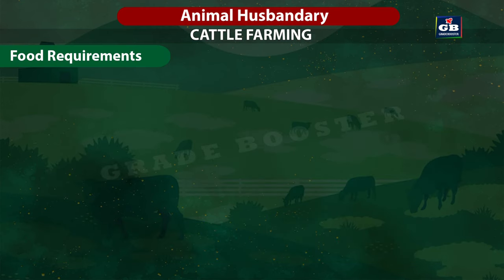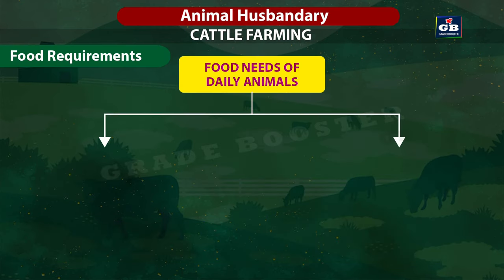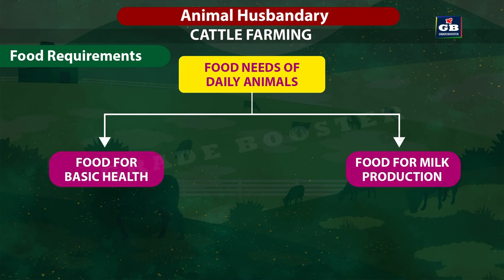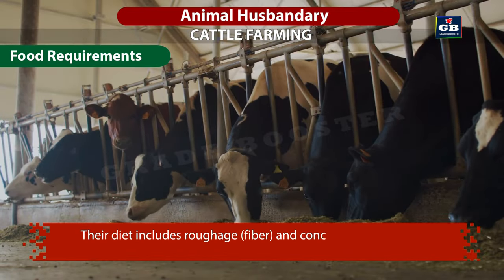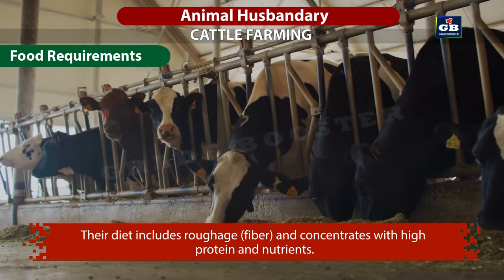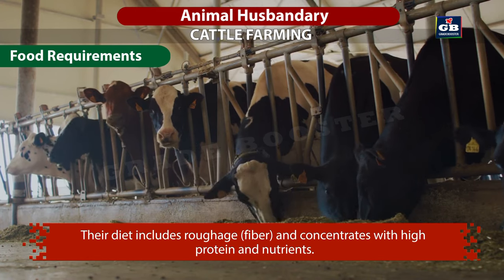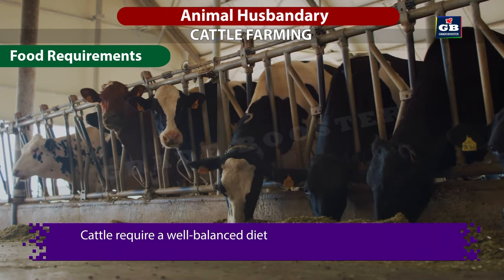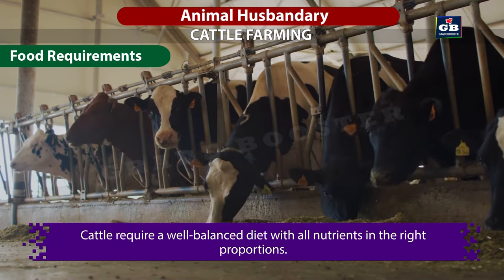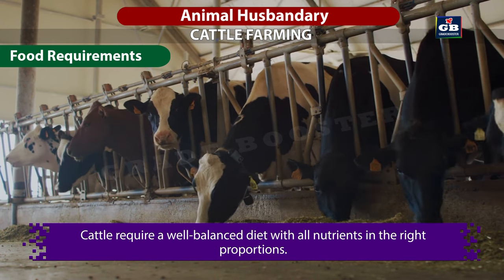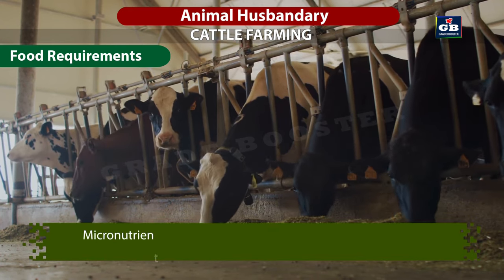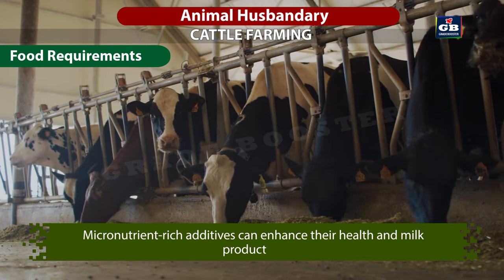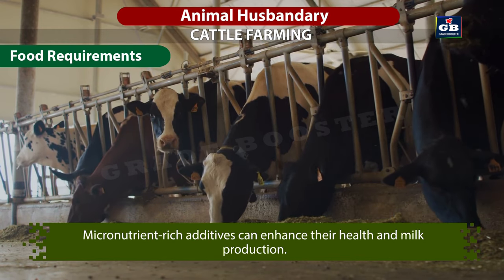Food requirements. Dairy animals have two food needs, one for basic health and one for milk production during lactation. Their diet includes roughage, meaning fiber, and concentrates with high protein and nutrients. Cattle require a well-balanced diet with all nutrients in the right proportions. Micronutrient-rich additives can enhance their health and milk production.